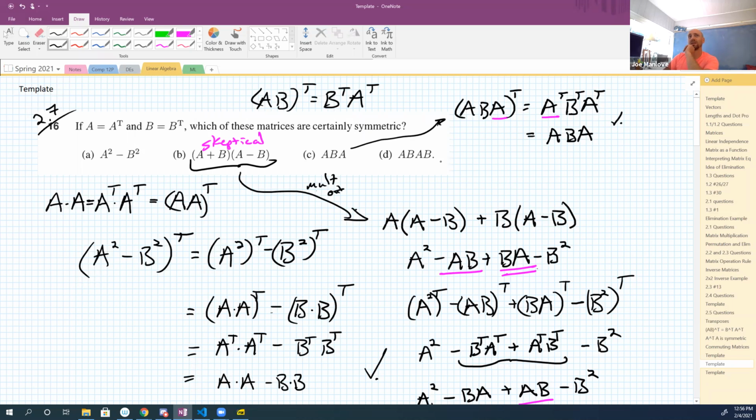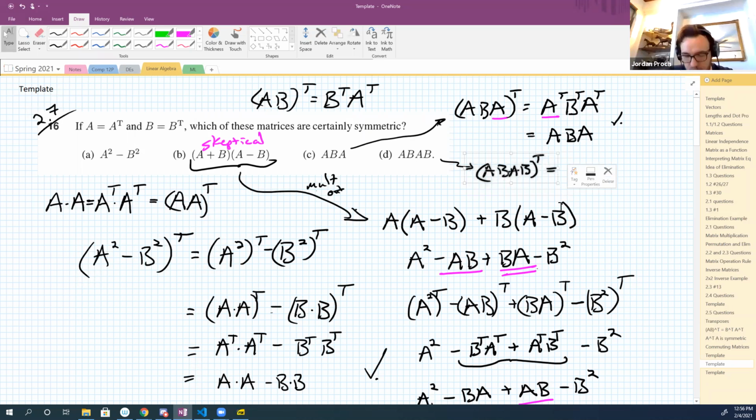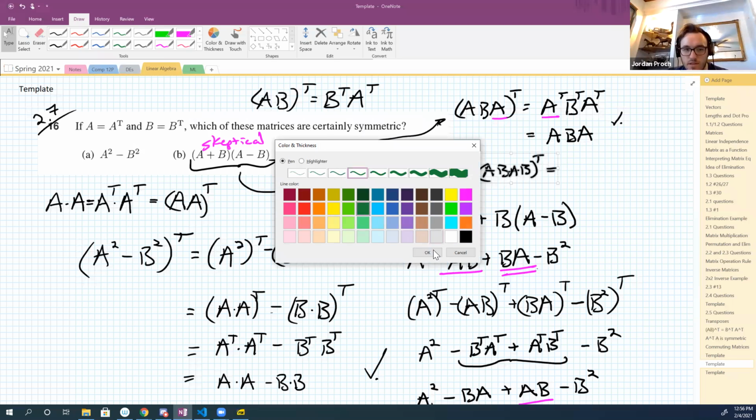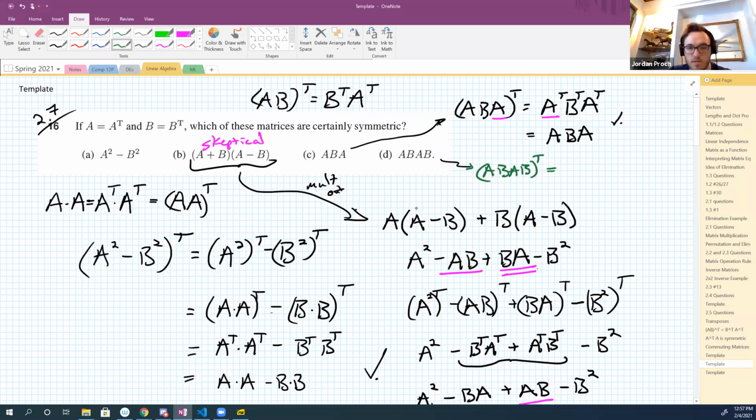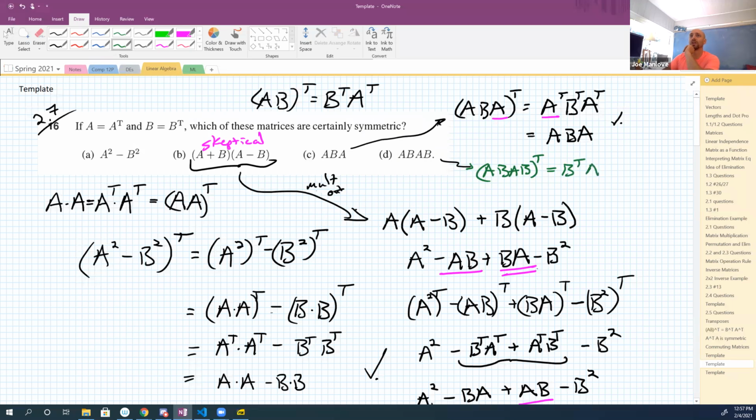How about this guy? If I take AB, AB, transpose the whole thing, what do I get? B transposed, A transposed, B transposed, A transposed. Good. Very nice. Just switch the order, throw a transpose on everything. Then notice that B transposes B, A transposes A, B transposes B, and A transposes A.